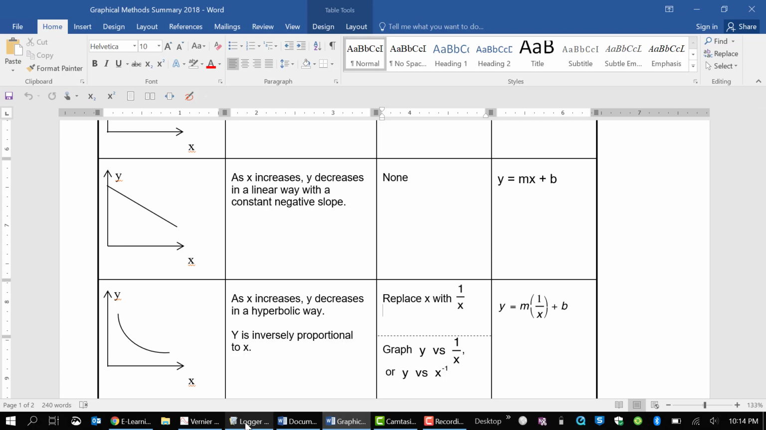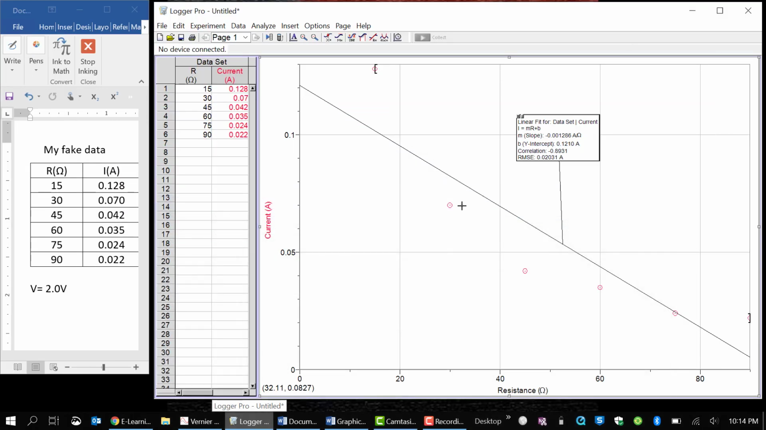So if we go back to our LoggerPro, let me just minimize this. Our x-axis is resistance right here. Instead of using resistance, we want to use the inverse of resistance, which is 1 divided by the resistance. We could do all the math ourselves and put in a new column, but it's really pretty easy to make the computer do it for you.